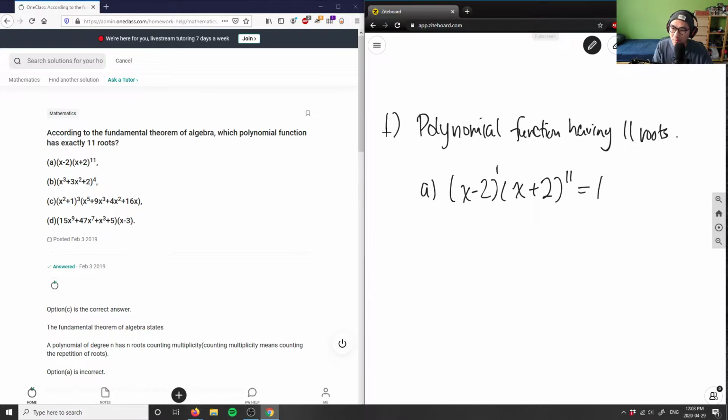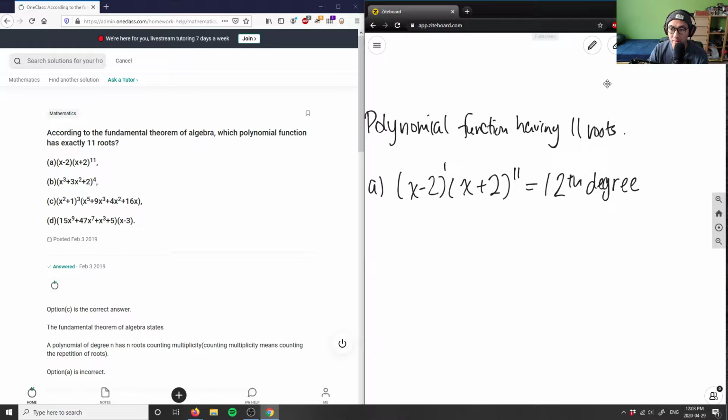So I'll write down 12th degree here. If we're in the 12th degree, this means we have 12 roots, or 12 solutions. We're looking for 11 roots, so this here is the incorrect answer. A would not be the correct answer here.